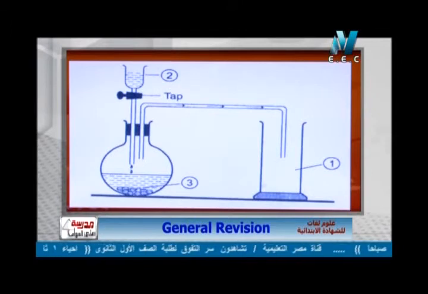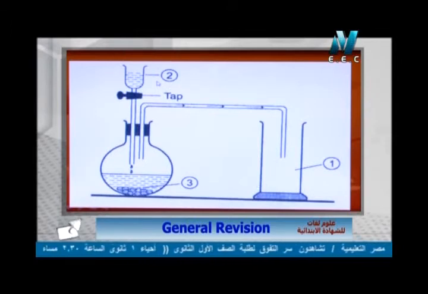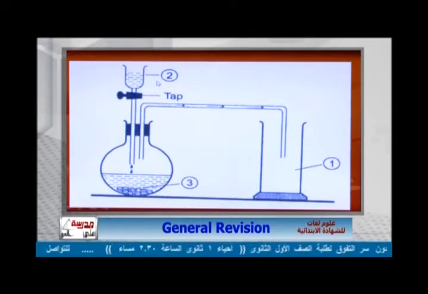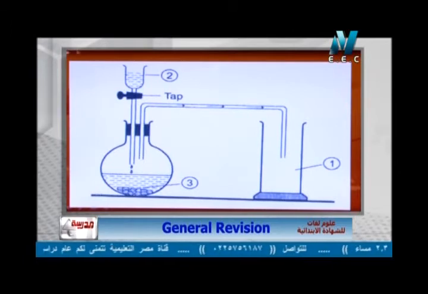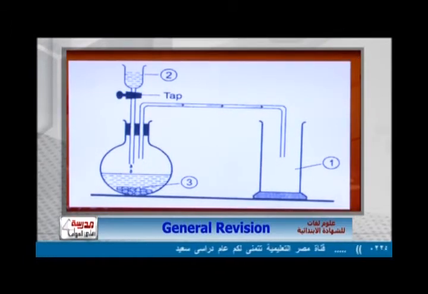Number one will be carbon dioxide gas. Number two will be the acid. I can also write acid, pay close attention to this word, meaning hydrochloric acid. Number three will be calcium carbonate. So this gas is what? It is carbon dioxide gas.